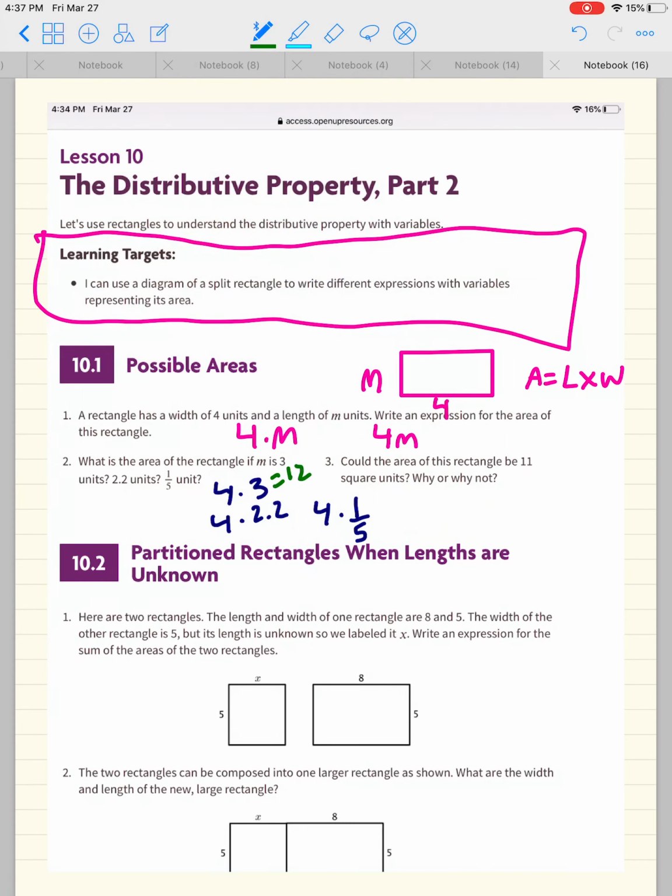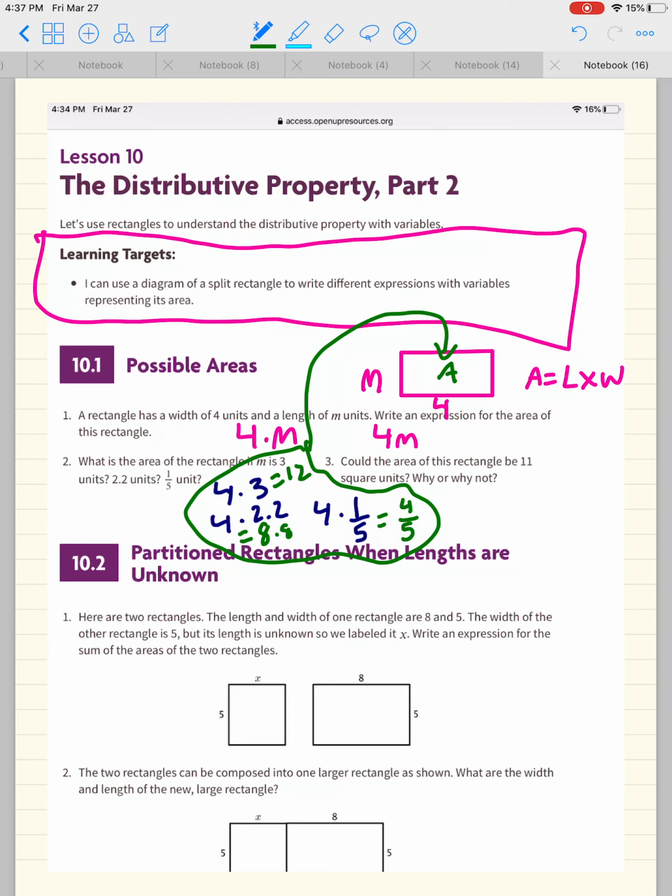Alright, hopefully you tried those and then you unpaused it. 4 times 3 is 12. Okay. 4 times 2.2 is 8.8. And 4 times 1/5 is 4/5. So these are what the values for the area would be if m were those values.